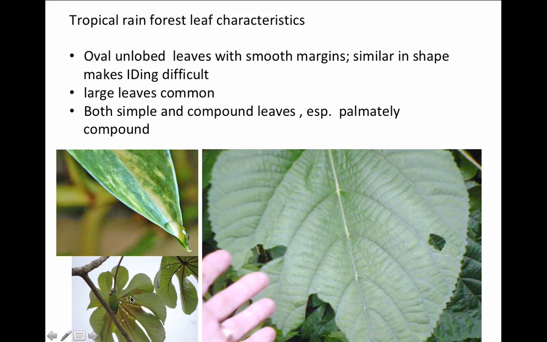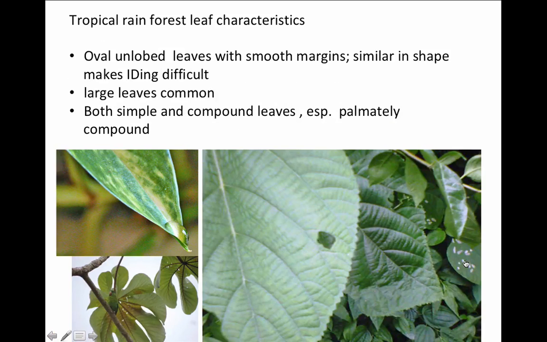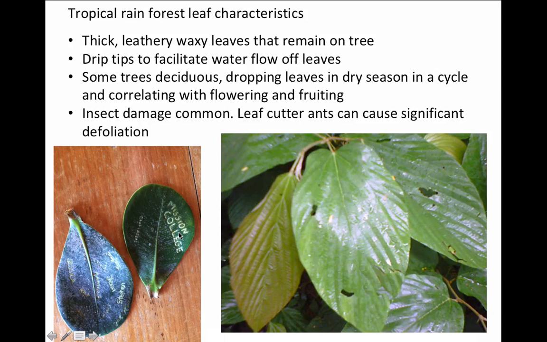So a simple leaf shown here and here, and this is a compound leaf. In fact, this one's called palmately compound because it almost looks like fingers coming off of a palm, the way it's arranged. The leaves can be very thick and leathery, like you see here, even thick enough to engrave our college's name. Drip tips are common, and drip tips facilitate water flowing off the leaves. So this is a drip tip right there.